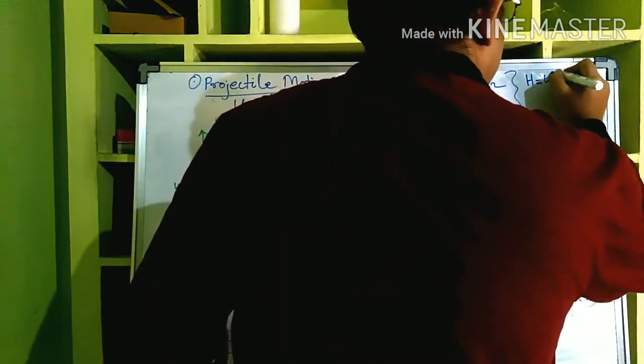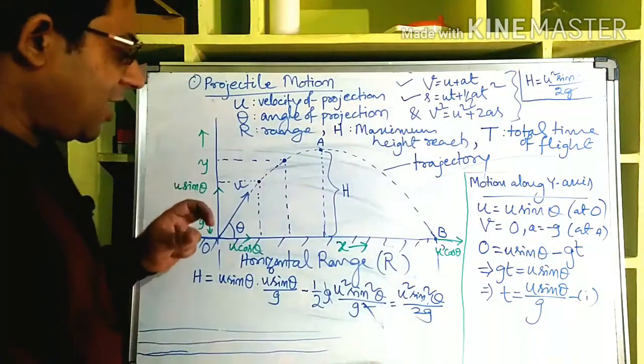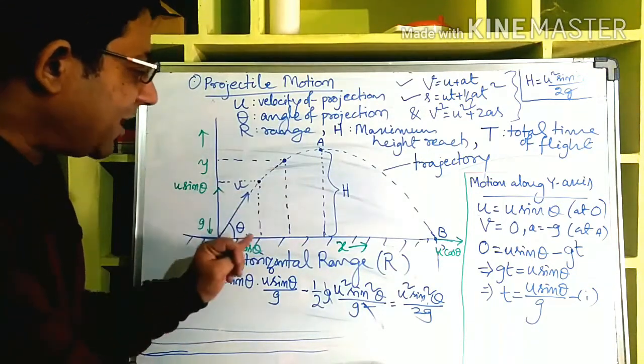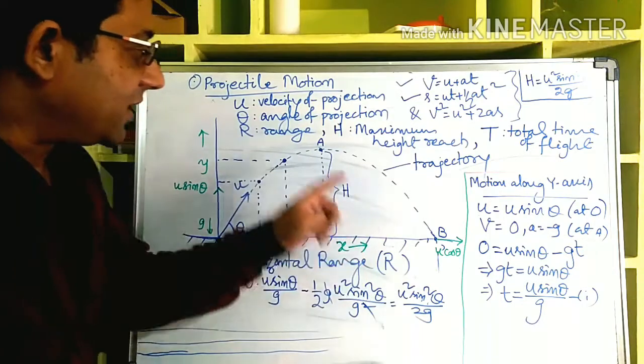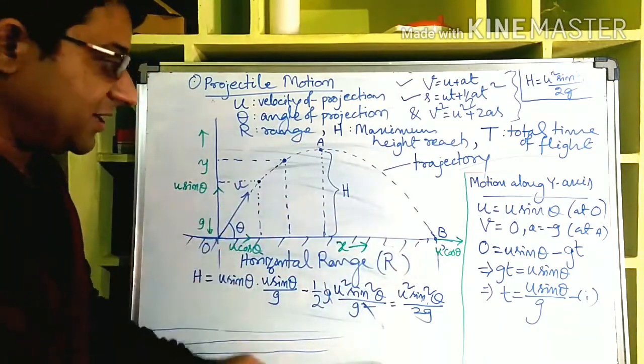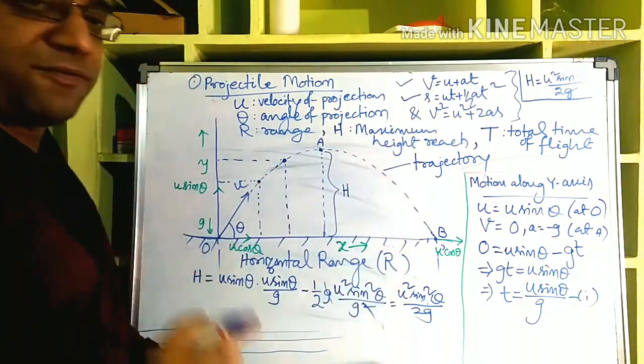H is equal to u square sine square theta by 2g. Now we will see from O to A while traveling how much time is taken, we have calculated already. From A to B how much time will be taken, that also we will calculate, and we will add this time with this time, so that will give the total time of a flight.